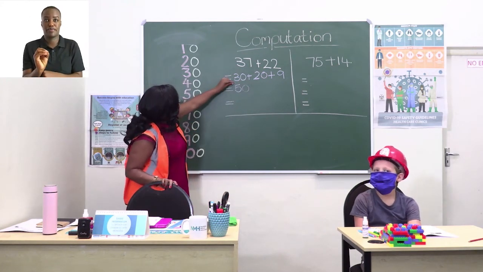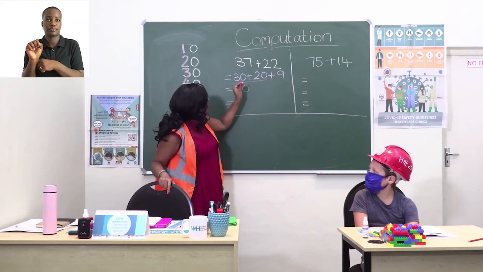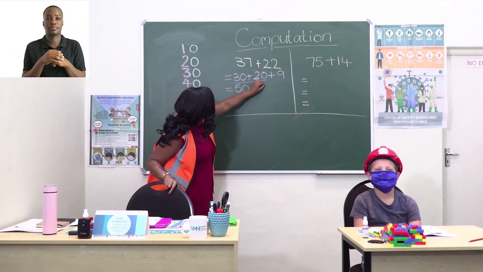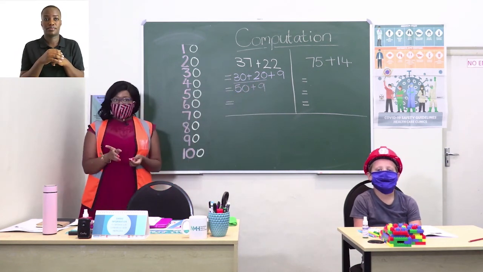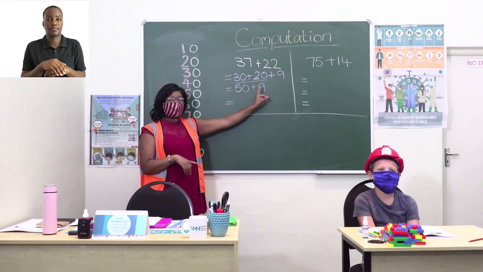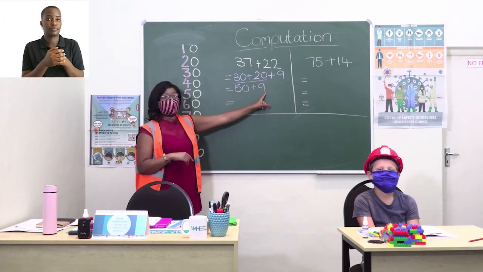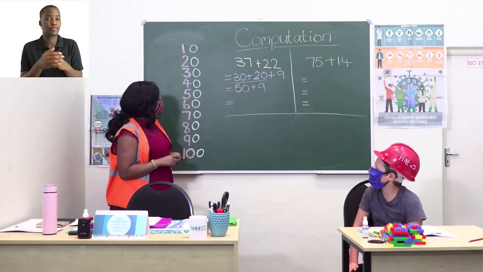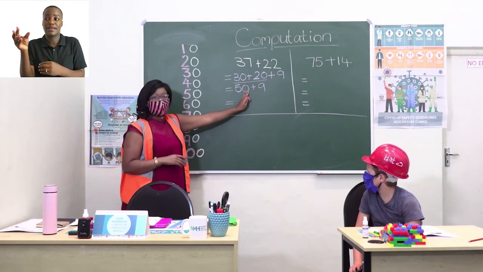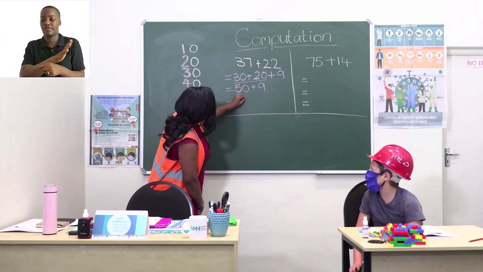So now that we are done with this part, it is now time to bring this part down. We take our plus sign and our 9. Now our sum reads 50 plus 9. So we are going to add 50 plus 9. It is very simple. 50 plus 9 is when we remove the 0 and replace it with the 9. So our answer at the end of the day is 59.